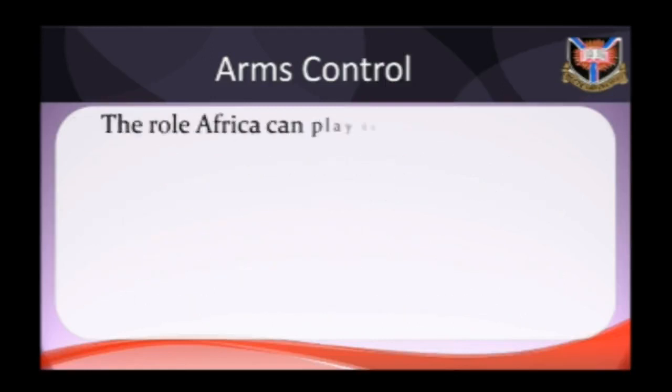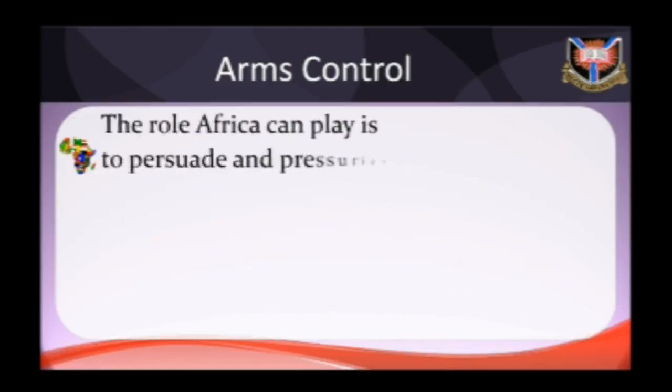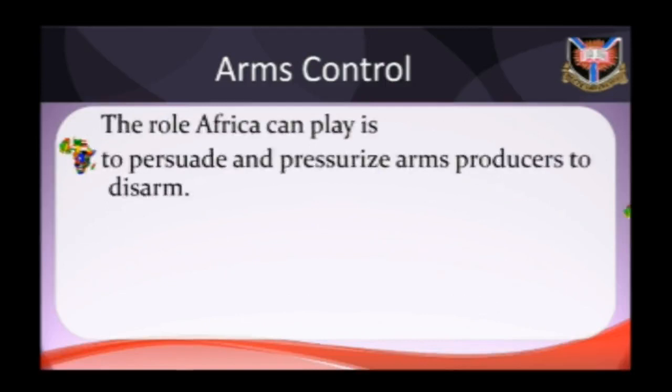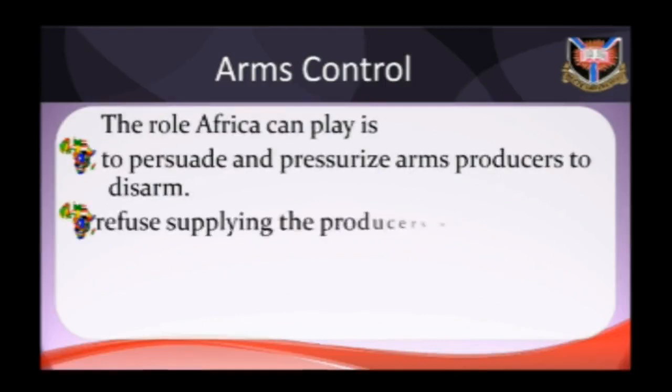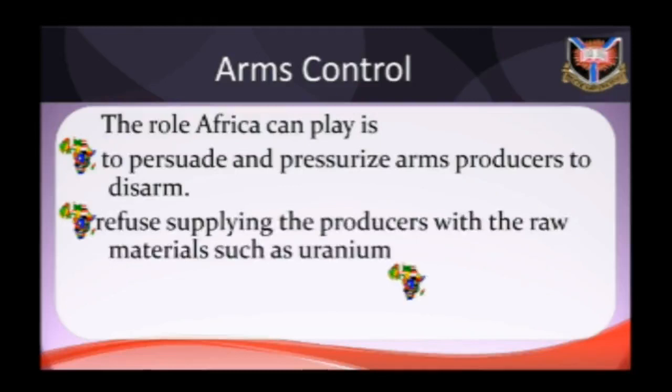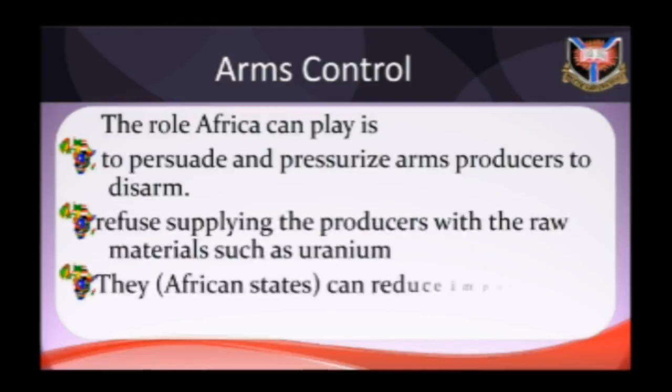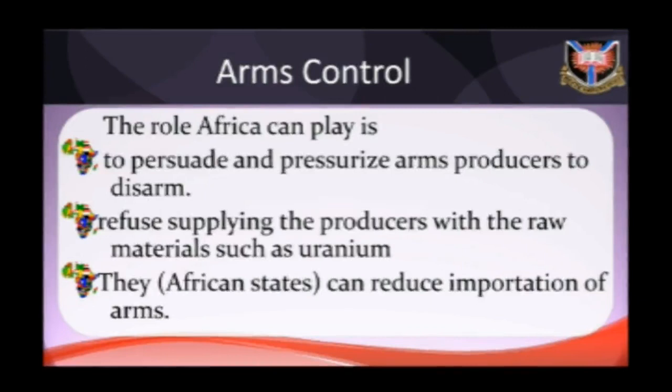The role Africa plays is to persuade and pressurize arms producers to disarm. African states can also refuse supplying the producers with raw materials such as uranium, and they can reduce importation of arms. All these will have significant effects on arms production and stockpiling.